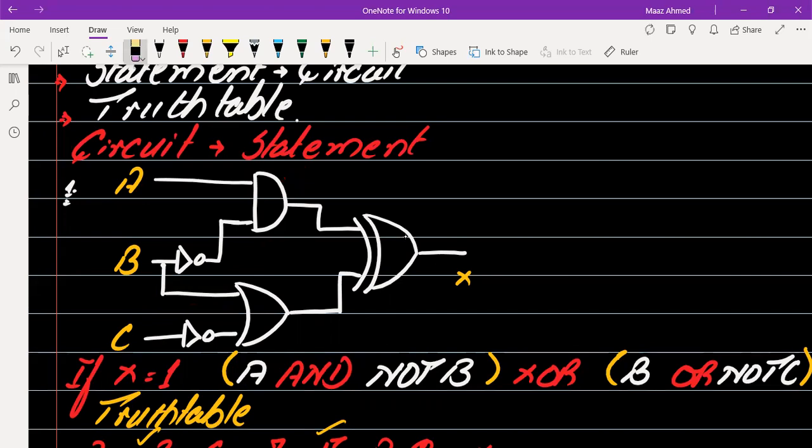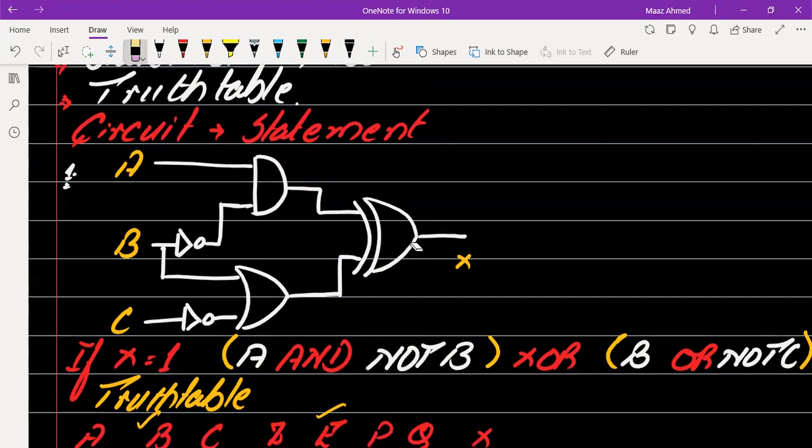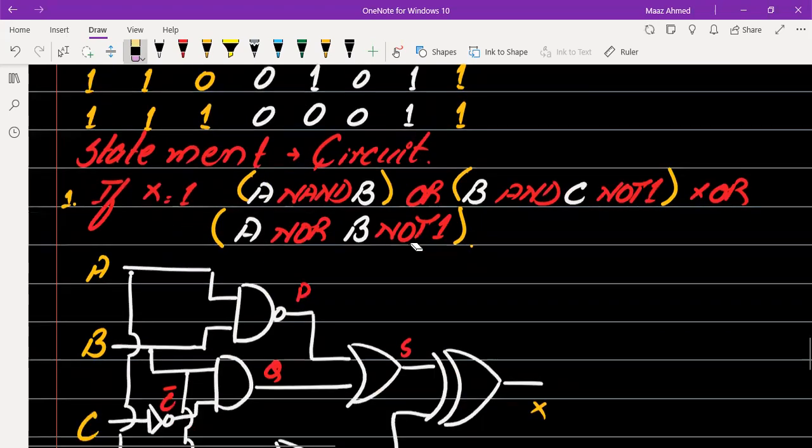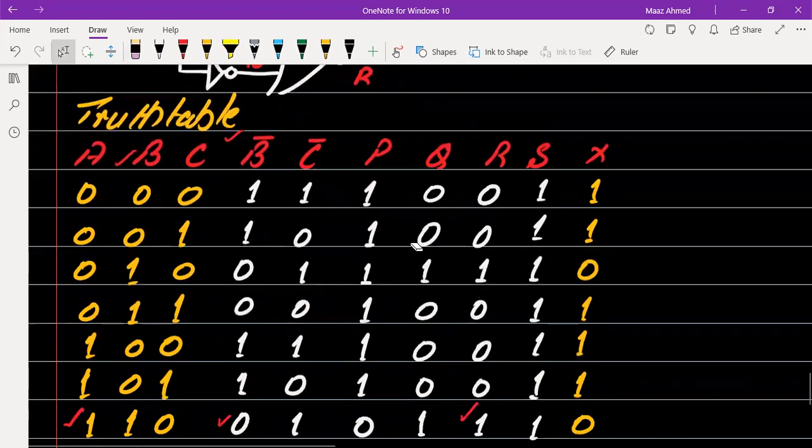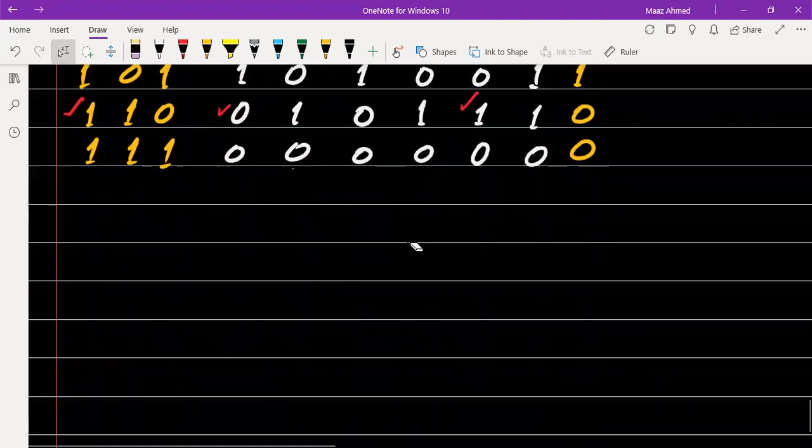No. Okay, great. Now just draw the other circuit. This will be a difficult one for you. Okay. I'm drawing the circuit, draw along with me.